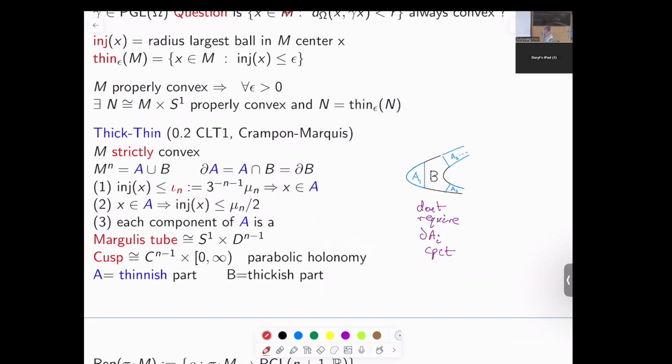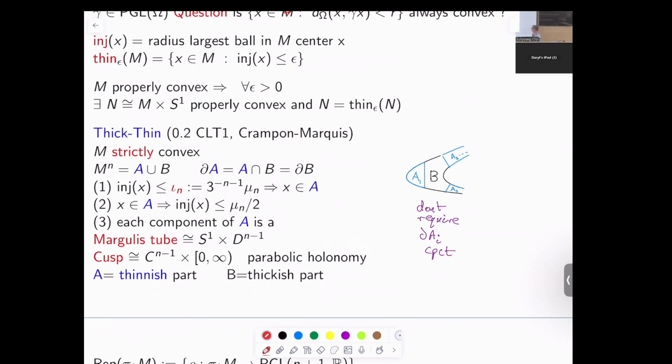And then the interesting thing is we can say what the thin parts are. The thick parts are complicated, but the thin parts are of two kinds. One kind is a solid torus, the so-called Margulis tube. And the other kind is a cusp. A cusp here means not a generalized cusp. A cusp means something with parabolic holonomy. It means it's a product of a manifold of codimension 1, an array. It's a properly convex manifold, and it has parabolic holonomy. So that is a cusp rather than a generalized cusp.